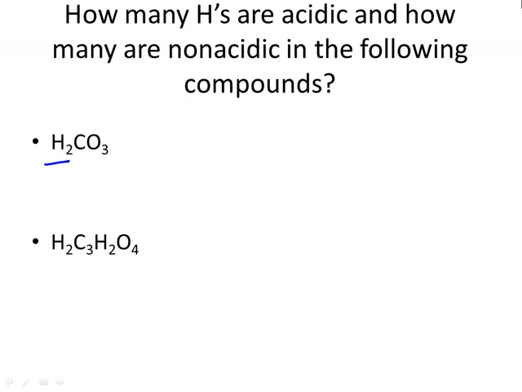When we look at the next compound, we see 2 hydrogens listed there at the front, and we see an additional 2 listed in the middle of the formula. These hydrogens listed at the front are 2 acidic hydrogens. These hydrogens listed in the middle are 2 non-acidic hydrogens.